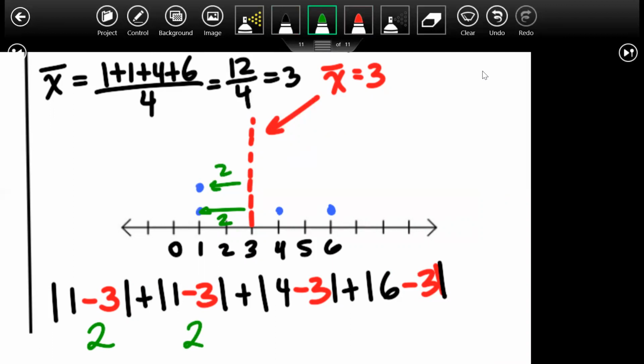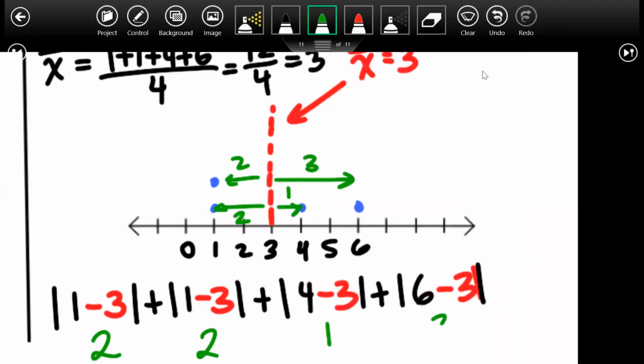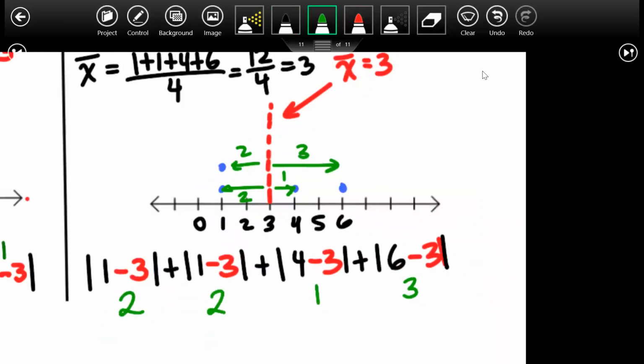4 minus 3 is 1. We're 1 distance away from the mean. And then to 6, we are 3 away. So we have 1 and 3. Again, I'm trying to show you the visual representations of what they mean for us.